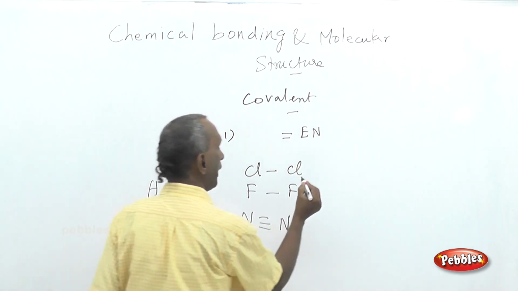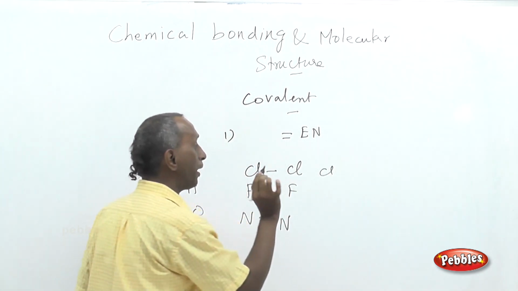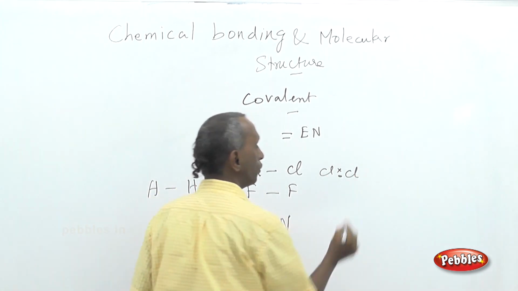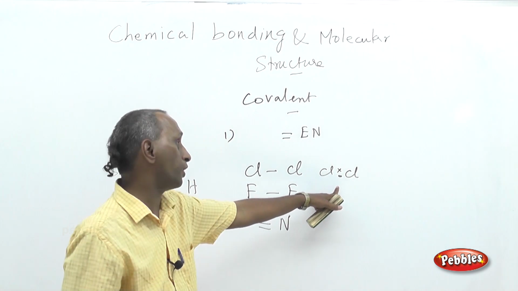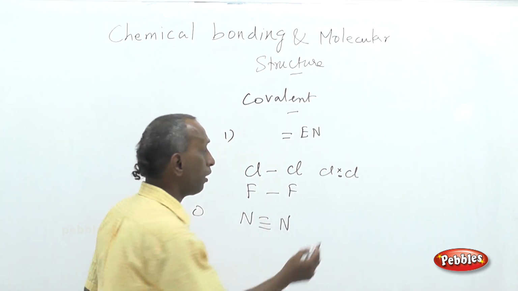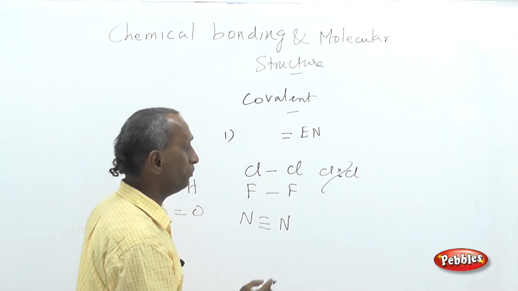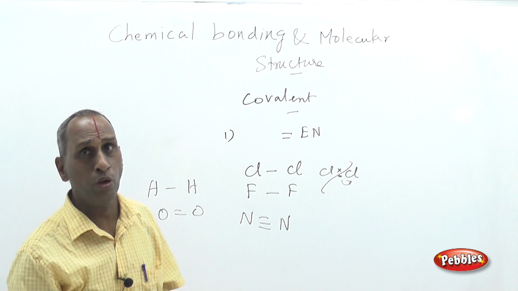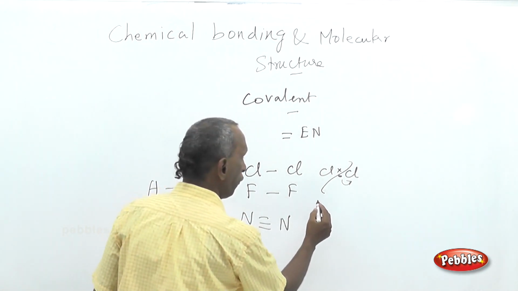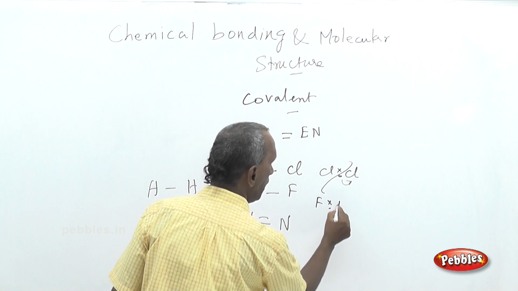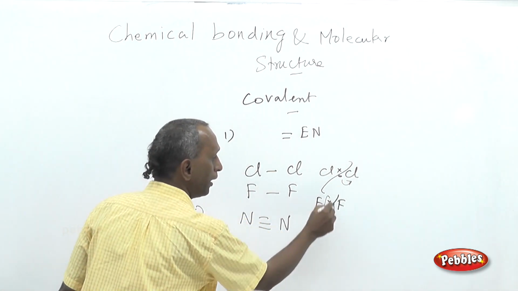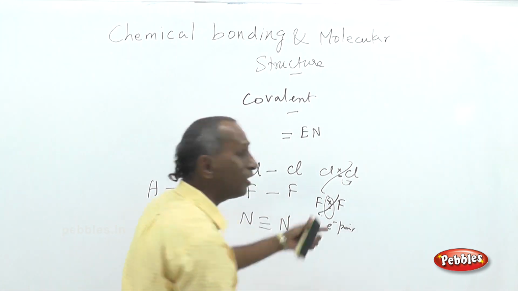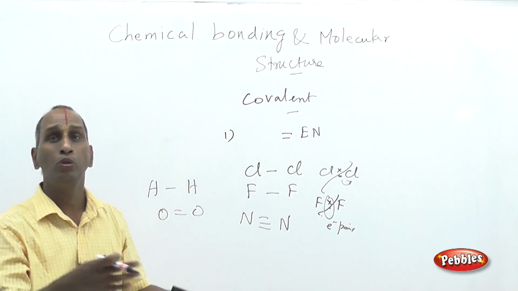If we draw a line, this line denotes a pair of electrons, one electron coming from each atom. This line can be replaced in this fashion, one cross and one dot. Cross refers to one chlorine atom, dot refers to the other chlorine atom. Here also, two fluorine atoms, each of them equally powerful. So this is called the central electron pair. Since they are equally powerful, this electron pair cannot move towards one of the atoms.